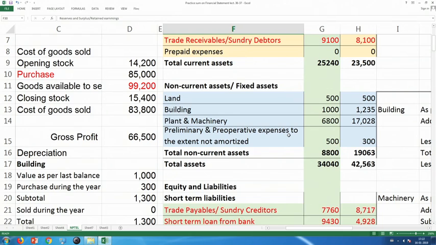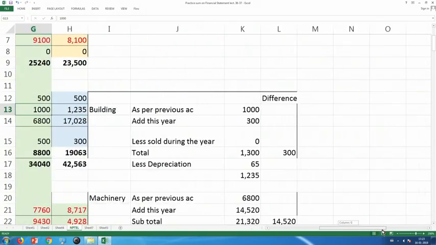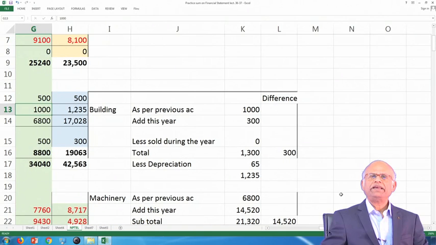But for building, you keep constructing new buildings, maybe you sell some. So whatever is the previous year's account value, you add any new construction or purchase, you subtract any sale, and then you get the total value as at the end of the business. Then you apply depreciation. Same is with machinery, but normally it is not done in such a straightforward manner. It is done like this.